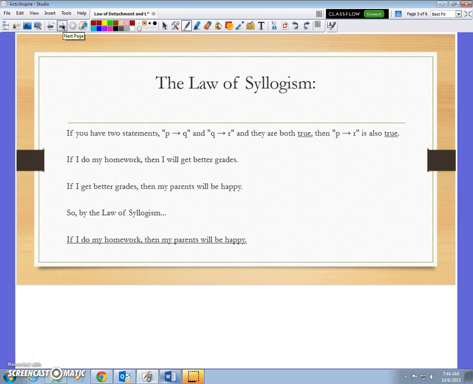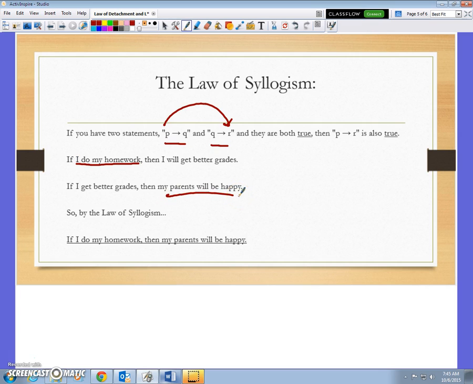The law of syllogism is kind of the same thing, except it's a little different type of reasoning. If you have two conditionals, kind of like the transitive property, if P then Q and if Q then R, and they're both true, then you can go from P all the way to R. So if you have P, then you know R is also true. For example, if I do my homework, then I'll get better grades. And if I get better grades, then my parents will be happy. The law of syllogism says, if I do my homework, then my parents will be happy.